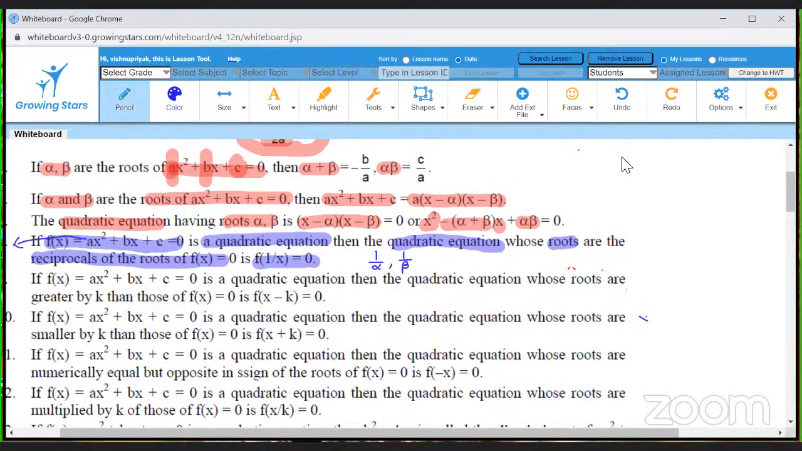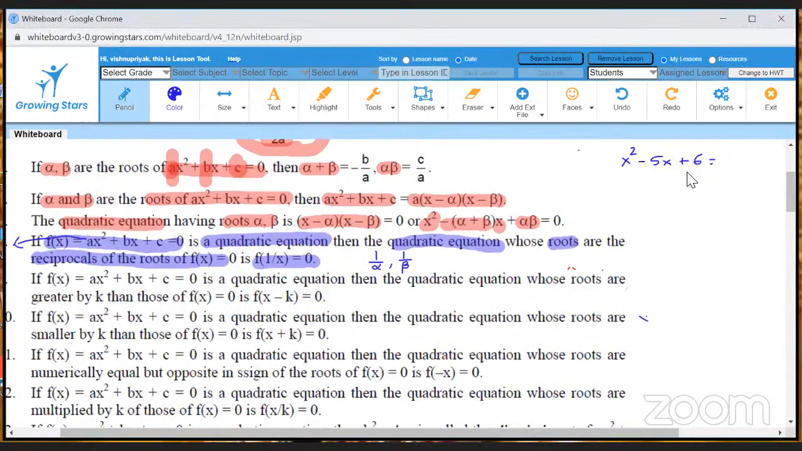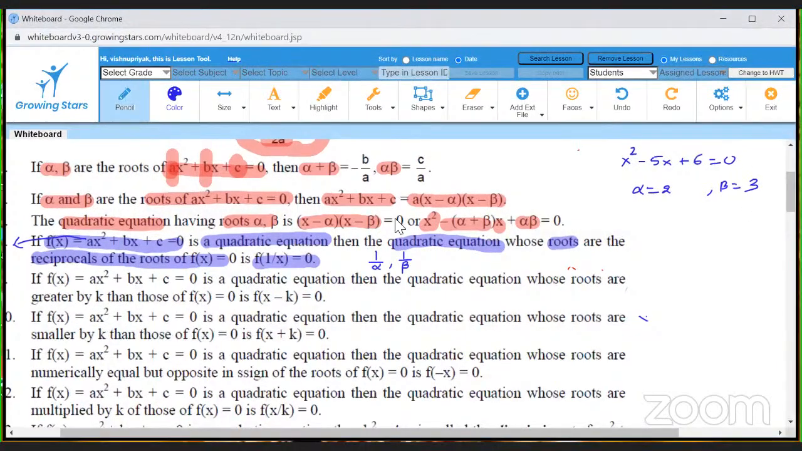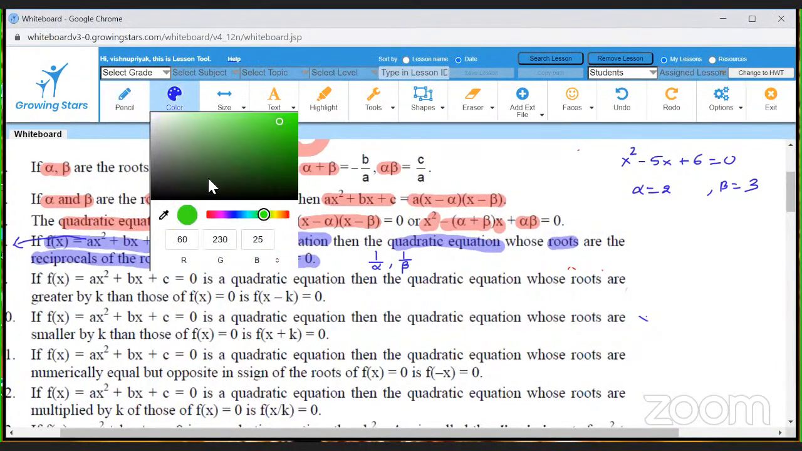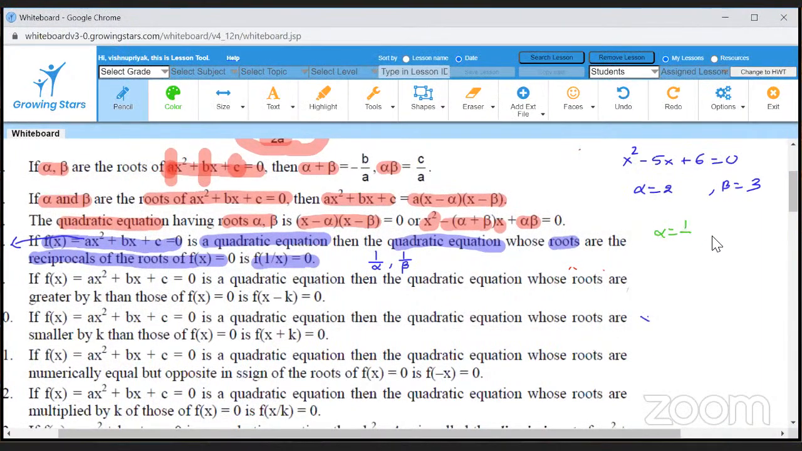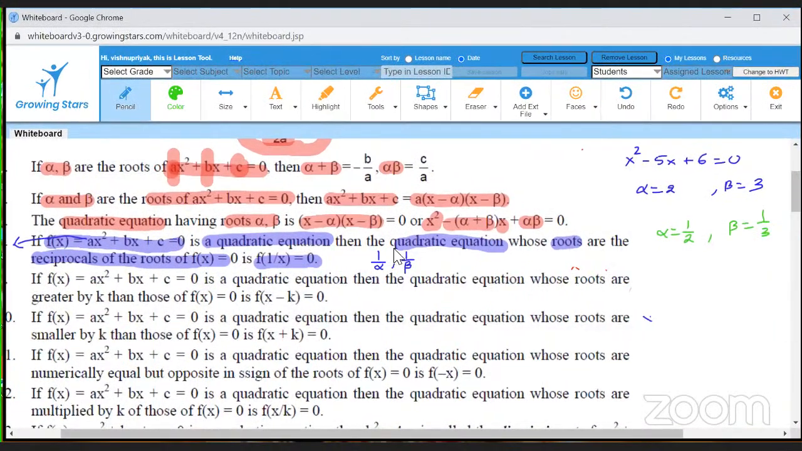Suppose there is a quadratic equation x square minus 5x plus 6 equal to 0. Its roots are 2 and 3. Now I want to make another quadratic equation whose roots are the reciprocals, 1 by 2 and 1 by 3. How will I get that quadratic equation?